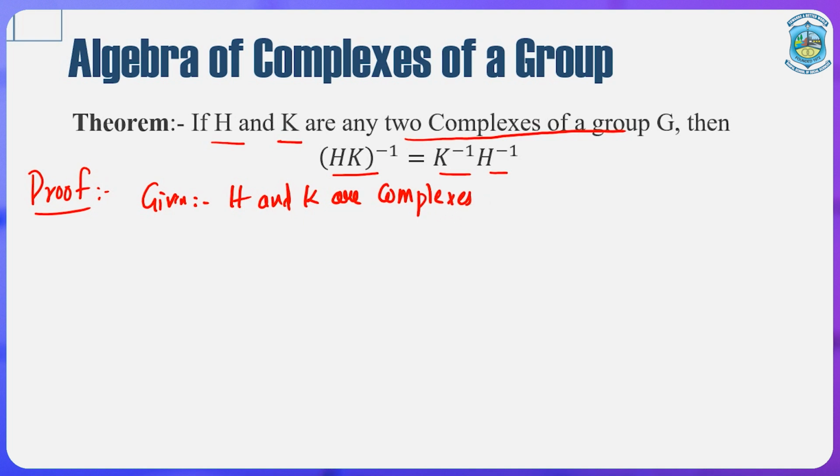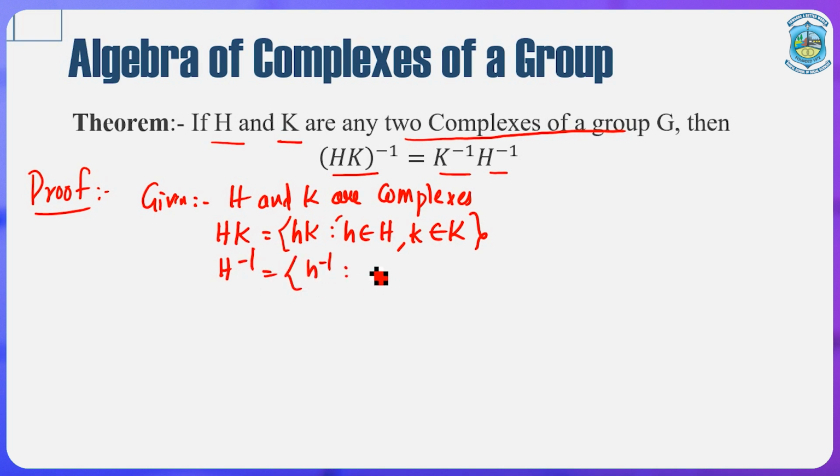Now, other than that, what can be written? We will just write about the multiplication of these complexes. HK will contain elements in this format hk, where small h is coming from capital H and small k is coming from capital K. Now, what about H inverse? It will contain elements of the form h inverse, where small h comes from capital H, and K inverse will contain elements k inverse, where small k is coming from capital K.